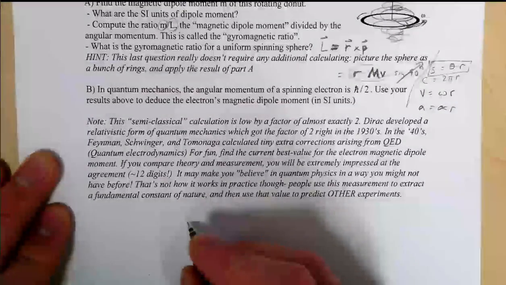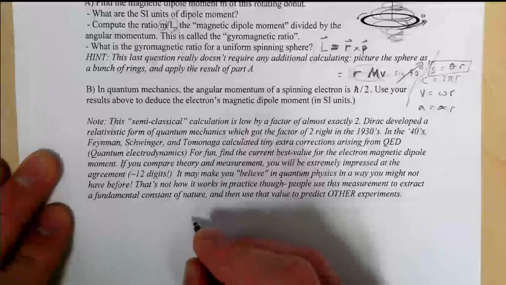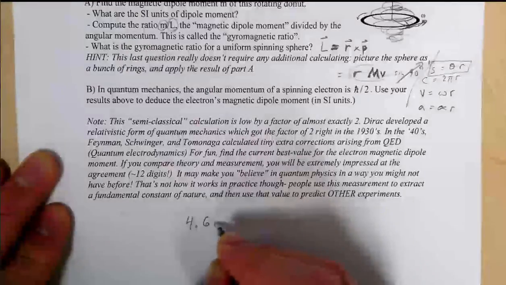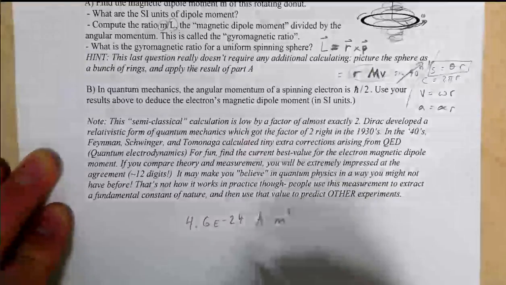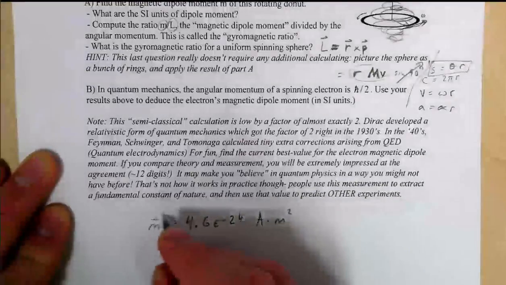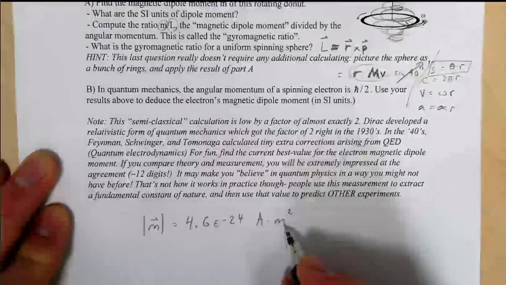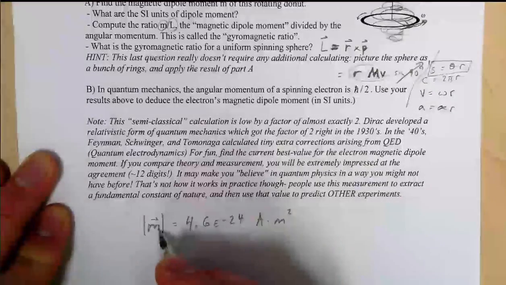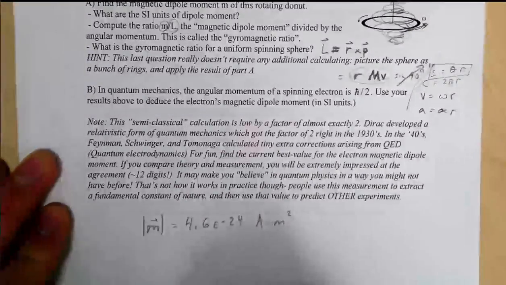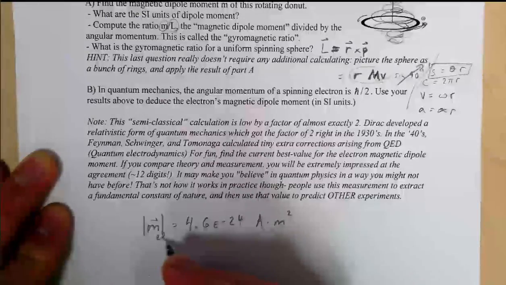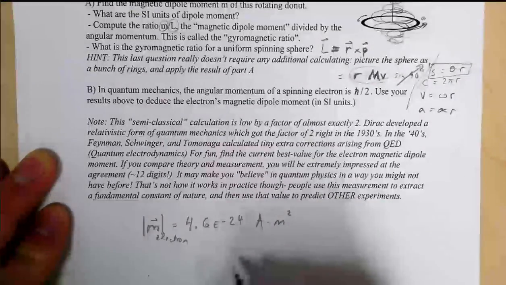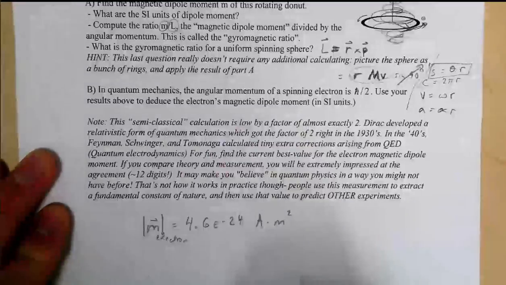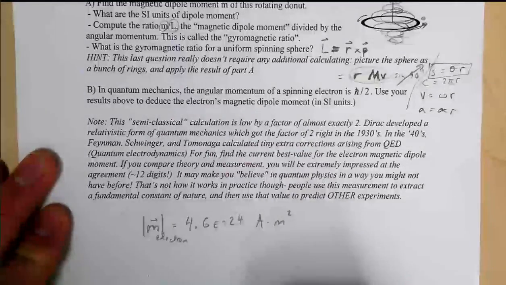In other words, I think that you should get a number that looks something like 4.6 times 10 to the minus 24 amps times meters squared is going to be the m that you get, right? So in other words, remember, this is meters squared. This is the magnetic dipole moment that you're going to find for the electron. And so you'll get that, and you'll think, oh, okay, and then you look it up online, right? And you go, oh, I'm off by a factor of 2.